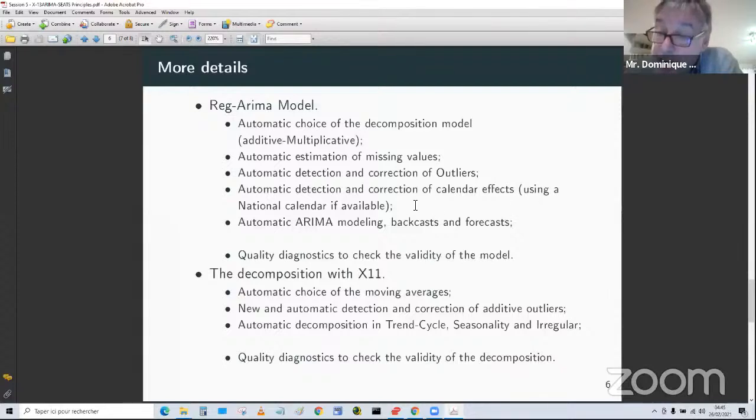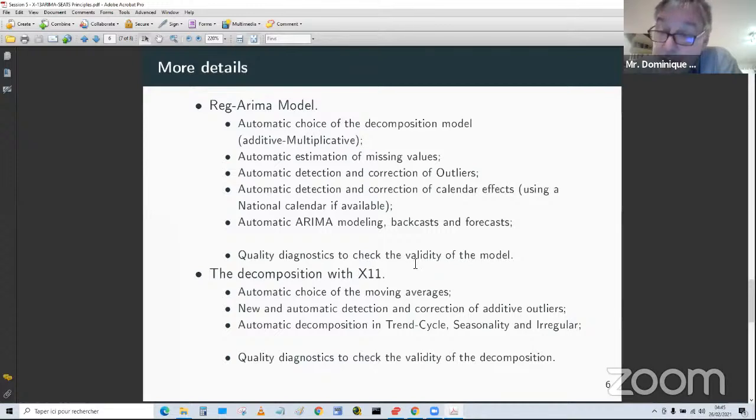If you integrate a national calendar in your JDemetra+, okay? So we will see how to do that later in the advanced course. And we'll do an ARIMA modeling of the series, backcast and forecast. And you have a quality diagnostic to check the validity of all that you do, okay?